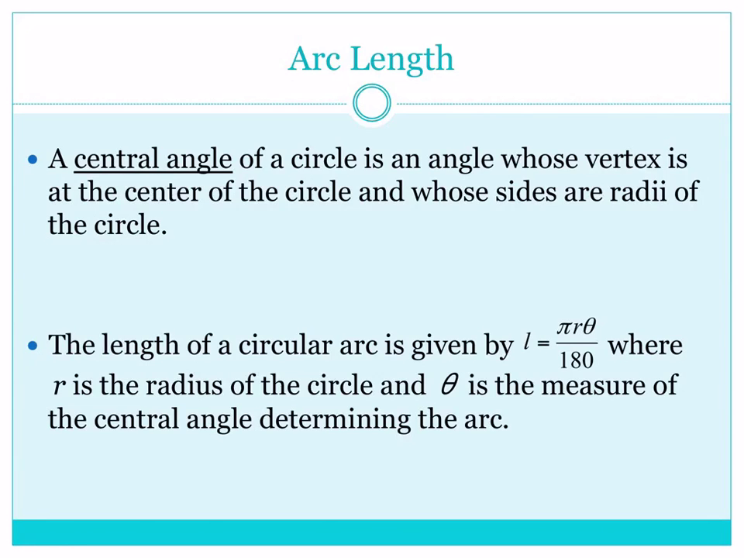Maybe we will get finished today. There's only 2 more slides. Oh, man. Let's see what we can do. Arc length. A central angle of a circle is an angle whose vertex is at the center of the circle and whose sides are the radii of the circle. So if you're dealing with a circle and you take the point in the center and you have 2 of the radii of the circle, this angle right here is called a central angle. Angle in the center. Sides are radii.